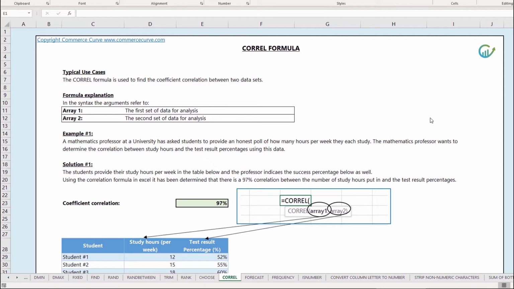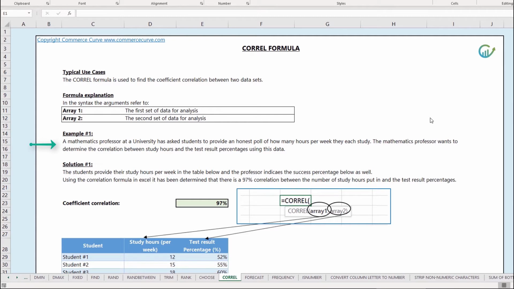There's basically array 1, array 2. So in the syntax, array 1 is the first data set that we want to analyze, and array 2 is the second data set that we want to analyze. So the formula is just equal to Correl, open parentheses, array 1, comma, array 2. Let's take a look at an example.